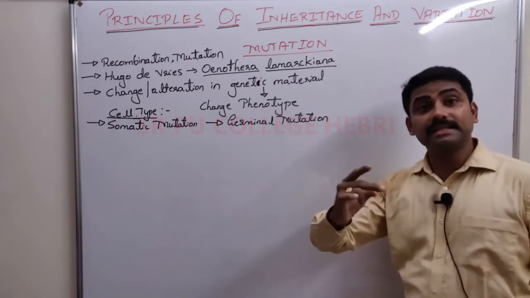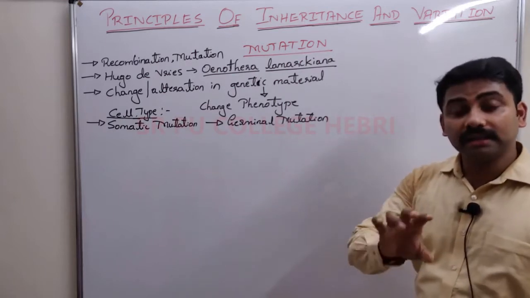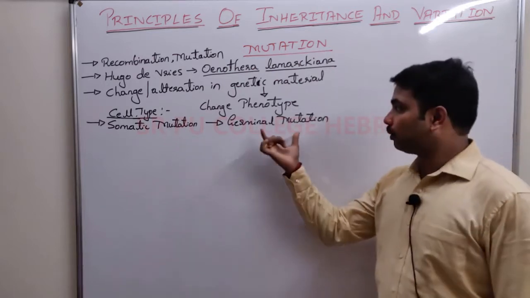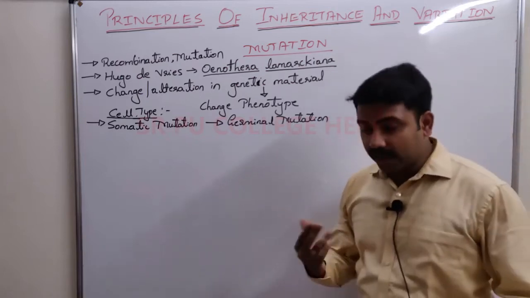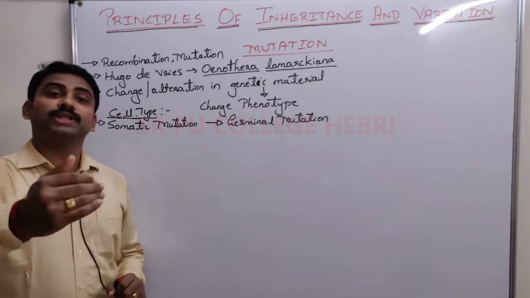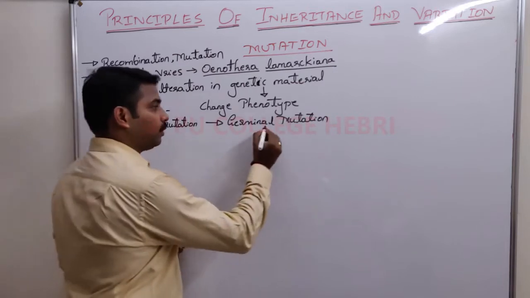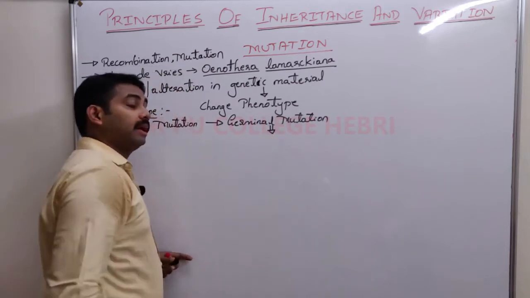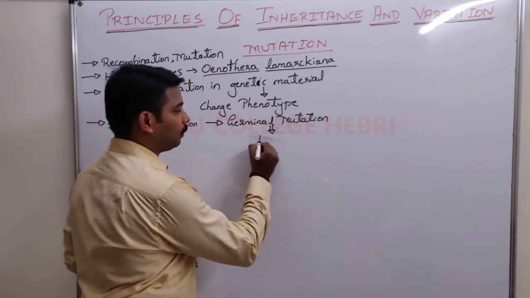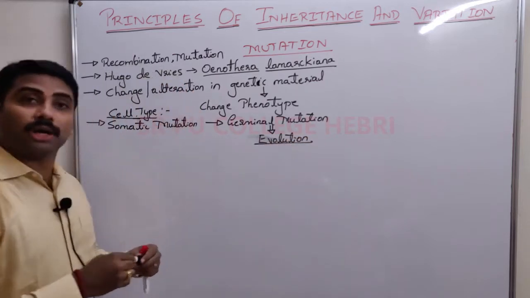Mutation occurring in the sex cell. What is a sex cell? Sperm and ova. Mutation occurring in the gametes, sex cells or germ cells is called germinal mutation. Now, can you guess, among somatic mutation and germinal mutation, which plays an important role in evolution? Any idea? Your answer is which one? Germinal mutation plays a very important role in evolution. How does it become so important for evolution?